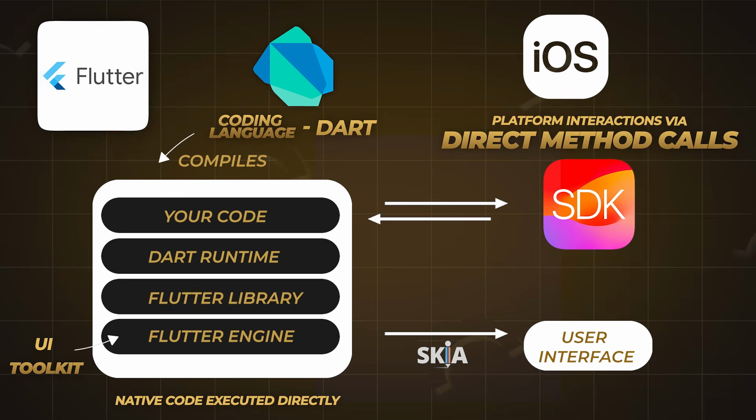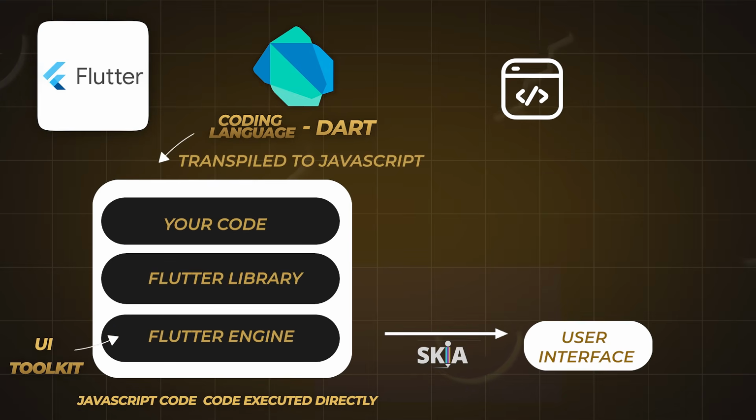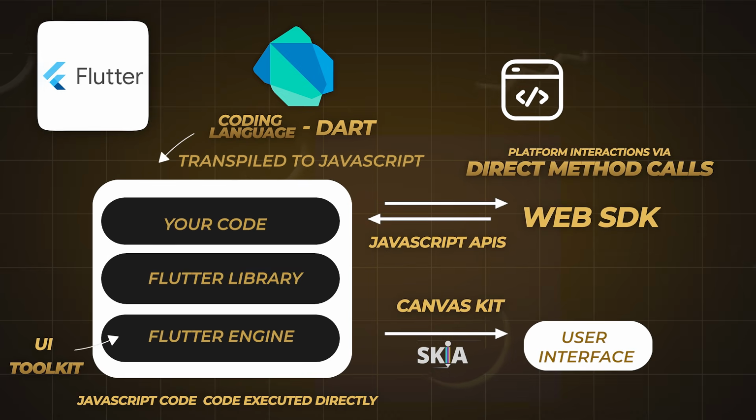And platform interactions use the iOS SDK, and the UI is also painted using Skia, but on an MTK view. Well, on the web, Dart is transpiled to JavaScript. No runtime needed. Interactions occur through JavaScript APIs with UI rendering via CanvasKit, which again includes Skia.